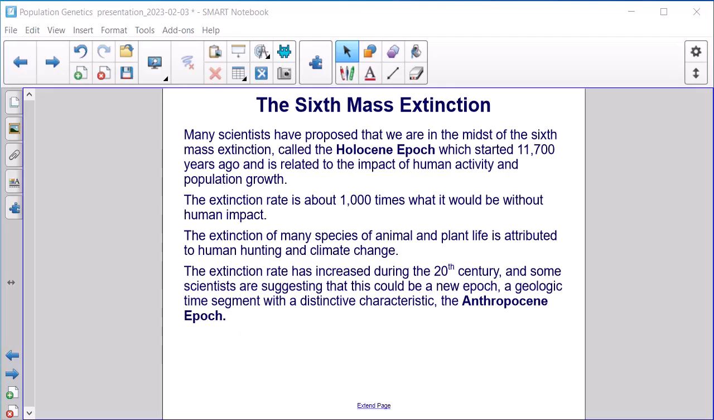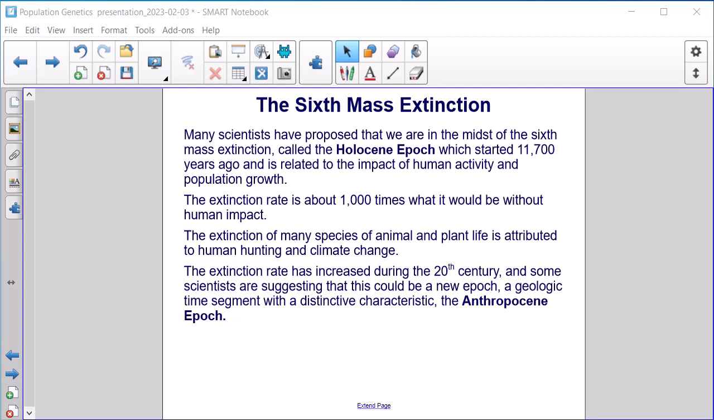Many scientists have proposed that we are in the midst of the 6th mass extinction, called the Holocene epoch, which started 11,700 years ago and is related to the impact of human activity and population growth. The extinction rate is about 1,000 times what it would be without human impact. The extinction of many species of animal and plant life is attributed to human hunting and climate change.